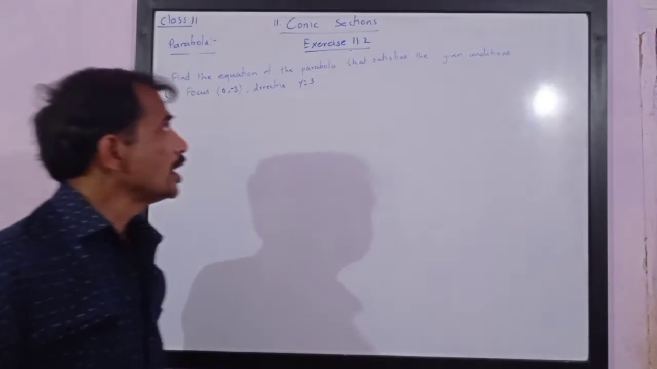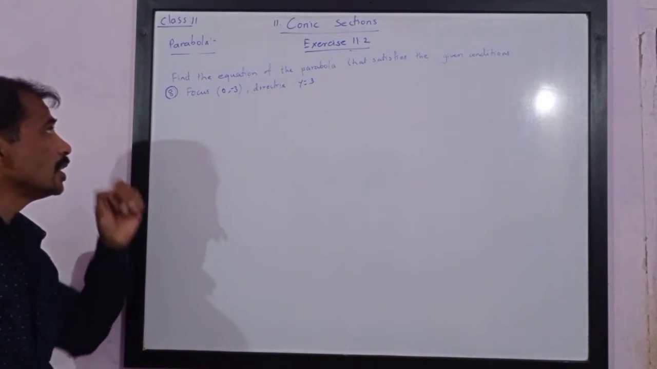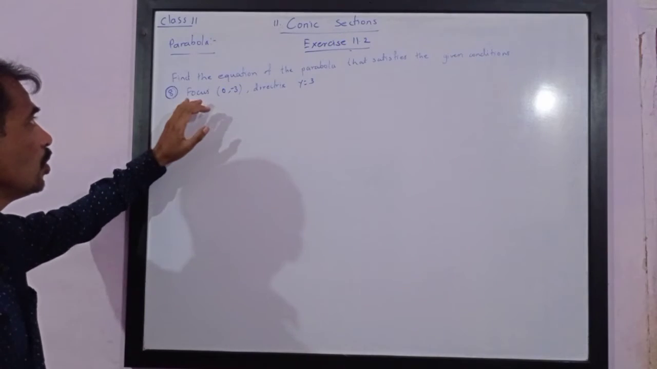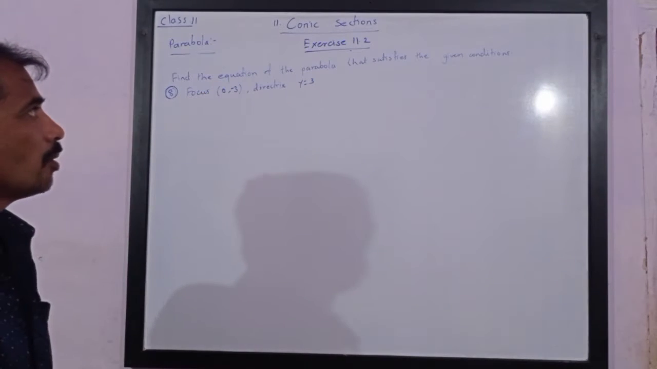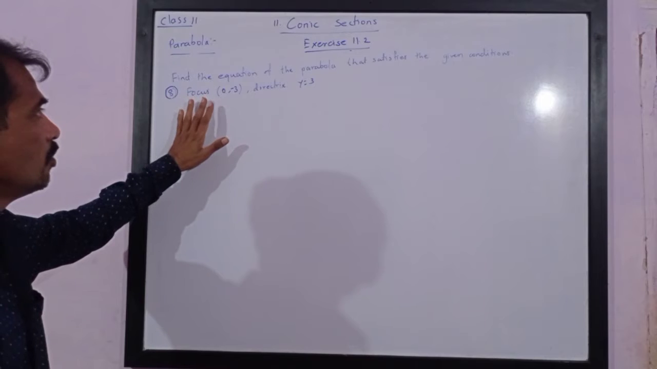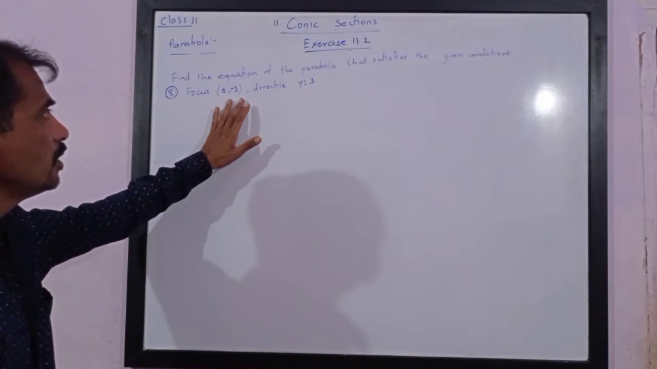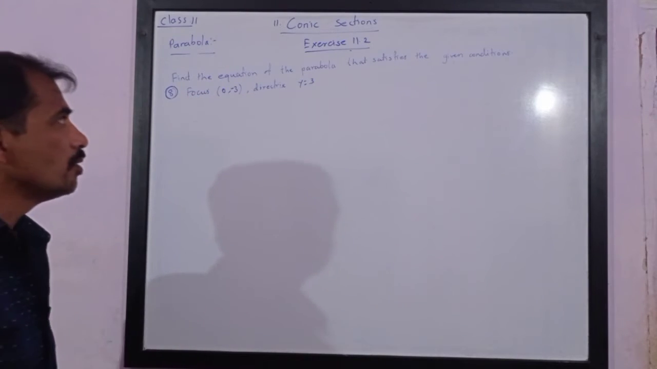Dear friends, we are trying to understand parabola with certain examples. Now we have the next question. We have to find the equation of the parabola that satisfies the condition. Focus is at 0, negative 3 and directrix is y equal to 3.